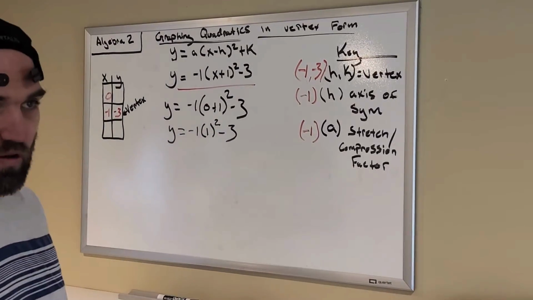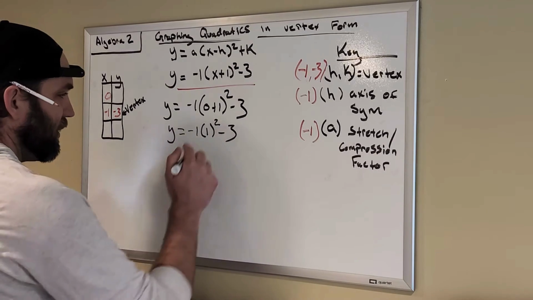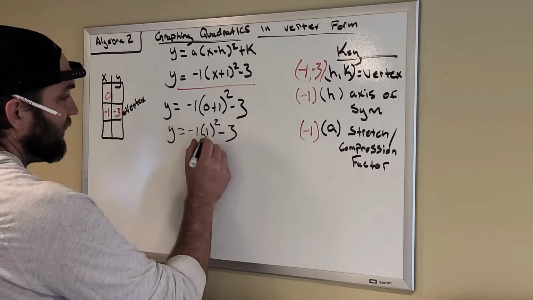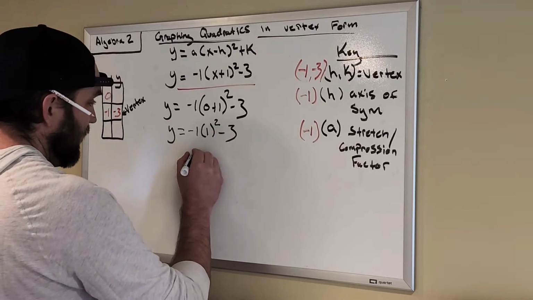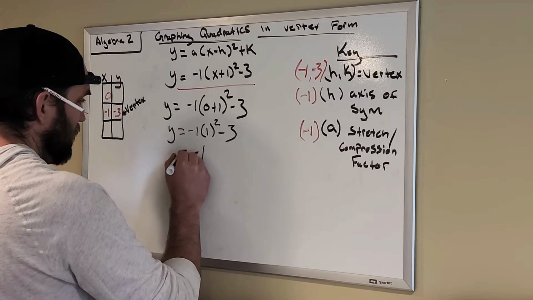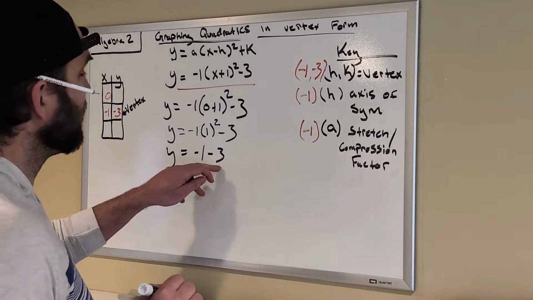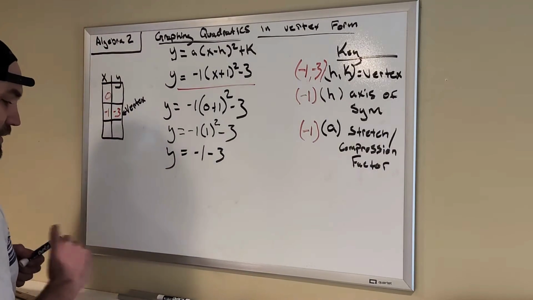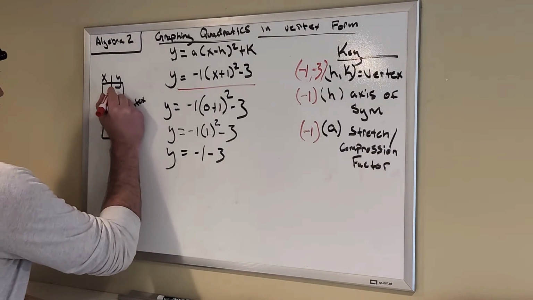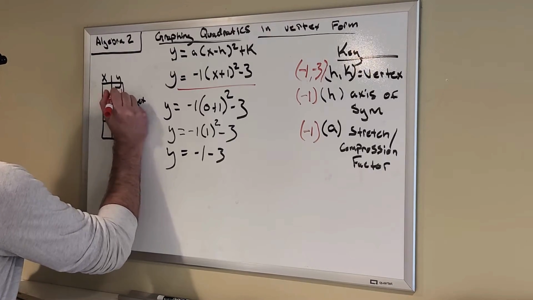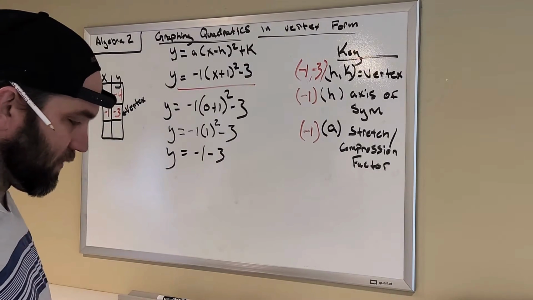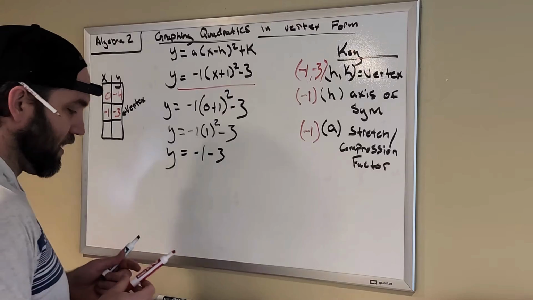And then using the order of operations still, I got to do what's squared. 1 squared is just 1 times negative 1. Again, is going to be negative 1. So y equals negative 1 minus 3. Negative 1 minus 3 is just going to be negative 4. Okay? Perfect. So I got that one there.